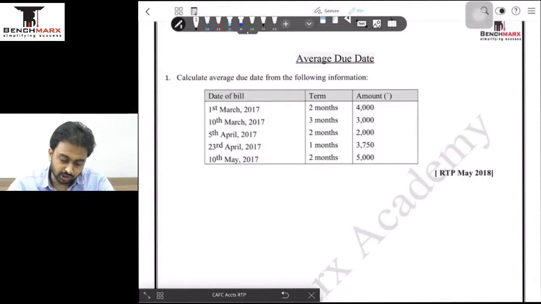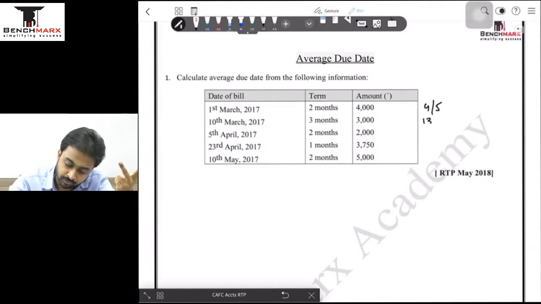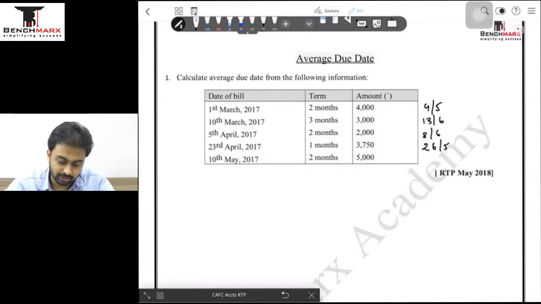1st of March plus 2 months. So 1st of April, 1st of May, and plus 3 days of grace. It is 4th of May. 10th of March plus 3 months. So April, May, June plus 3, 13 June. ठीक है. 5th April plus 2, May and June. So 8th of June. Then we have 23rd April plus 1, 23rd of May. That is plus 3 days, 26th of May. And then we have 10th of May plus 2 months, June and July. So 13th of July. These are my due dates.